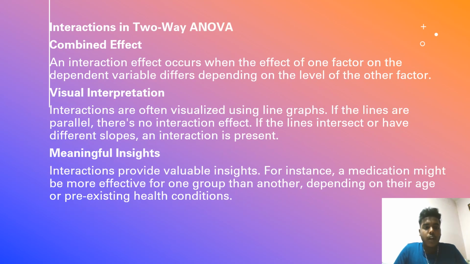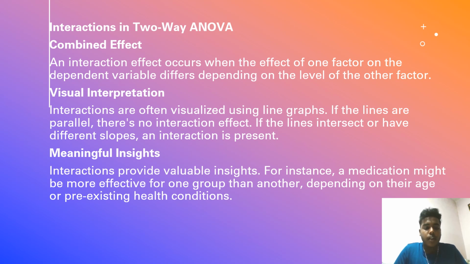Interactions in two-way ANOVA, combined effect. An interaction effect occurs when the effect of one factor on the dependent variable differs depending on the level of the other factor. Visual interpretation. Interactions are often visualized using line graphs. If the lines are parallel, there's no interaction effect. If the lines intersect or have different slopes, an interaction is present.